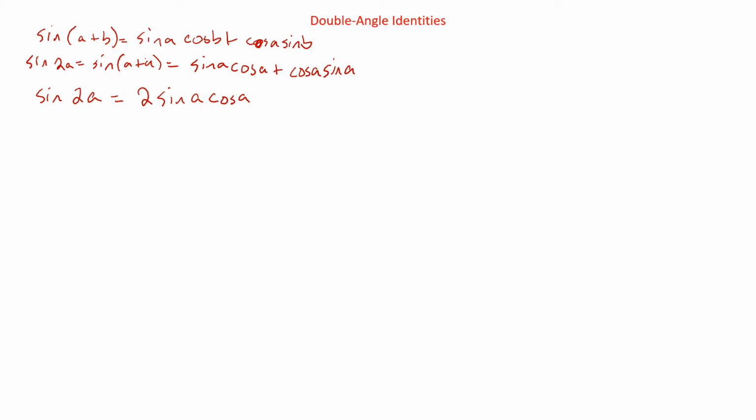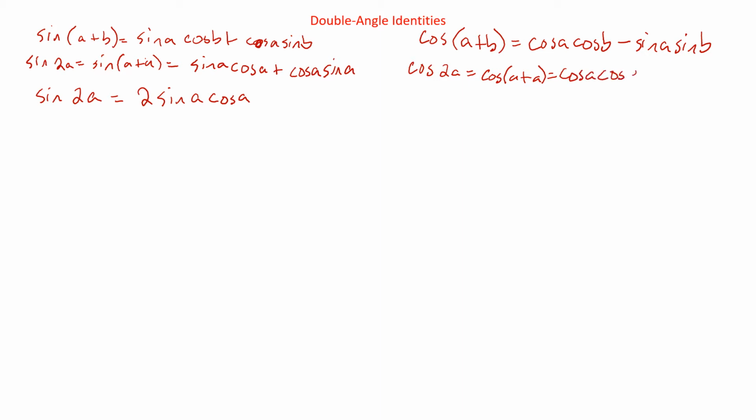The cosine. Remember, cosine of A plus B was cosine A cosine B minus sine A sine B. Well, what if we make those things the same? So if we have cosine of 2A, that would be cosine of A plus A, which would be cosine A cosine A minus sine A sine A. Cosine A times cosine A is cosine squared A, minus sine A times sine A, which is sine squared A.